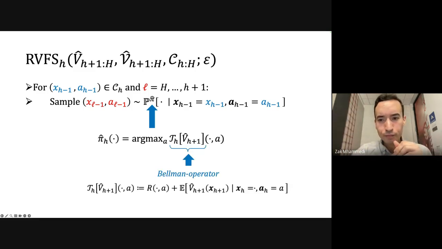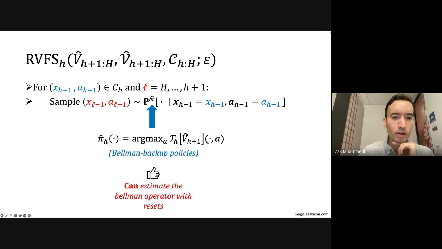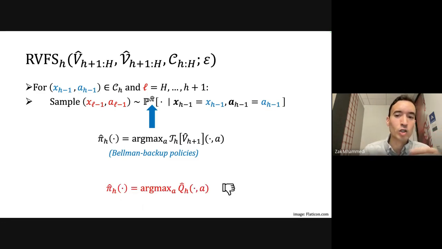This is somewhat unusual, but we can actually compute these policies because we have the resets. We can just reset to any state action pair, sample the next state, and that will allow us to estimate this quantity here. And actually, this choice of policies turned out to be crucial in the analysis. Initially, we tried the more common approach of using policies that are induced by Q functions, like in SimGolf, but that actually led to errors blowing up with the horizon of the MDP.